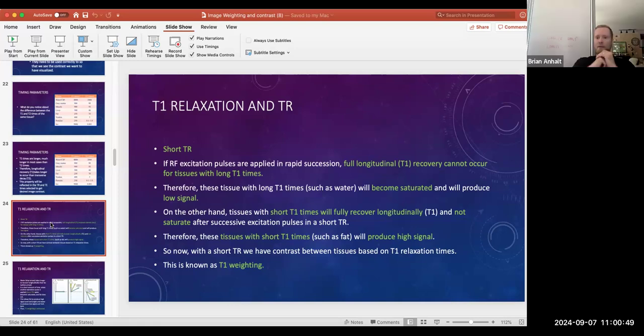Therefore, because they don't fully recover, these tissues will become saturated with energy. Because remember, T1 recovery is a loss of energy, right? It is energy to the lattice, spin lattice relaxation. So if they are saturated with energy, they will produce low signal because longitudinal magnetization is a determining factor of subsequent transverse magnetization.